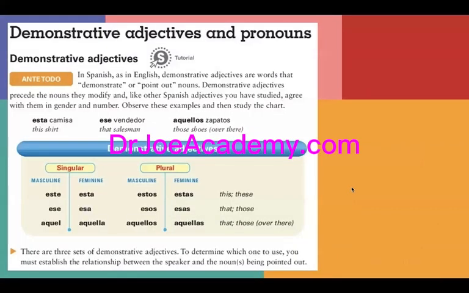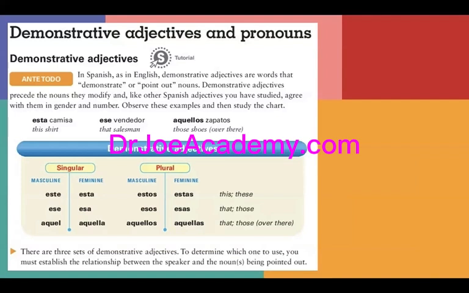All right, so we're going to understand demonstrative adjectives and pronouns for today. So demonstrative adjectives is to point out things. So like este, esta, ese, esa, aquel, aquella, and etc. And then we have the plural of those ones, which is estos, estas, esos, esas, aquellos, aquellas. So anytime I'm going to say this, these, that, or those over there, you would use these adjectives.